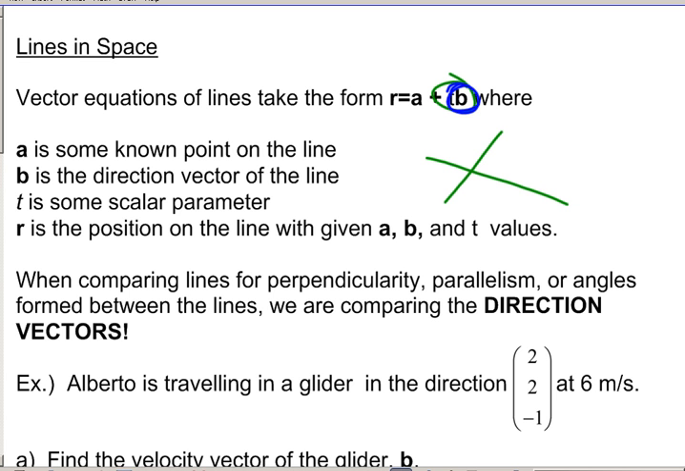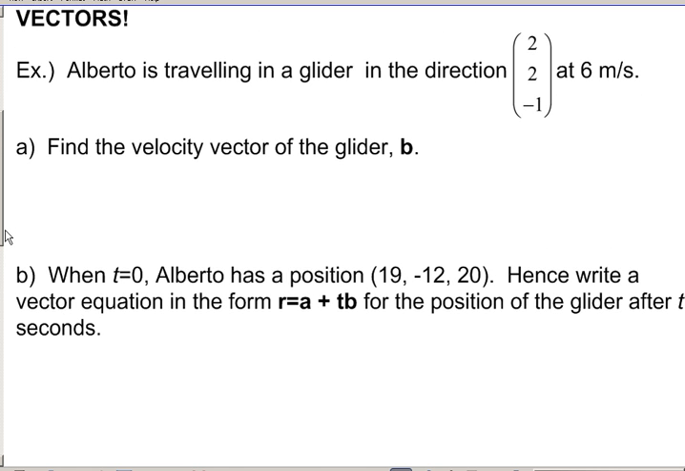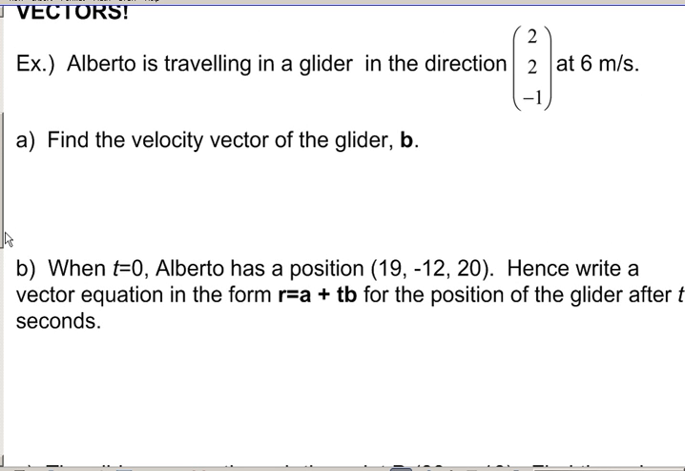Let's take a look at what Alberto is up to here. Traveling in a glider in the direction 2, 2, negative 1 at 6 meters per second. Find the velocity vector of the glider, b. Now you might think, I've already got that, I know which way he's moving. You know the direction that he's moving, but not necessarily the velocity.